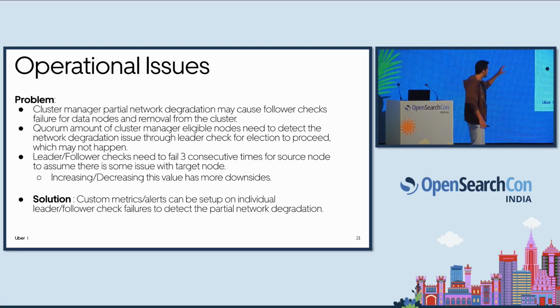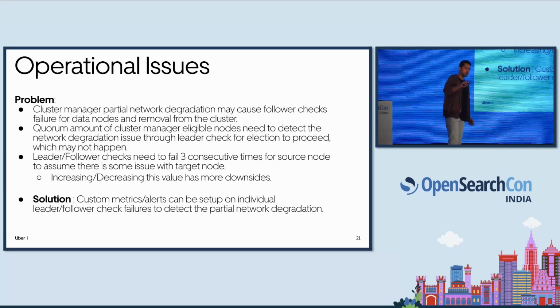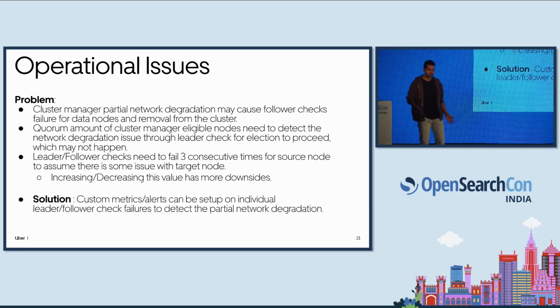Now, very simply put, the leader checker is a piece of code that is deployed on every non-leader node that would try to ping the leader and see whether it's healthy. And the follower checker is a piece of code that is deployed on your cluster manager primary node, which would try to ping every other node to see whether it's healthy. The way OpenSearch finds out that there is something wrong with one of the nodes is that it would wait for n consecutive failures, where n is 3 by default, for a source node to assume that there is some issue with a target node.